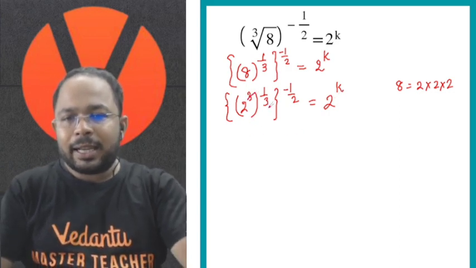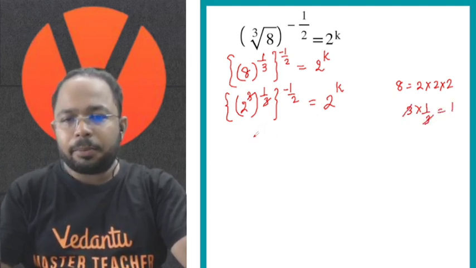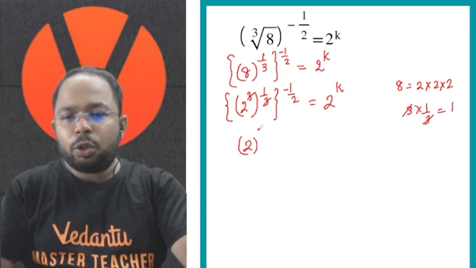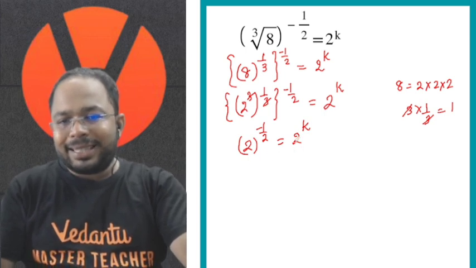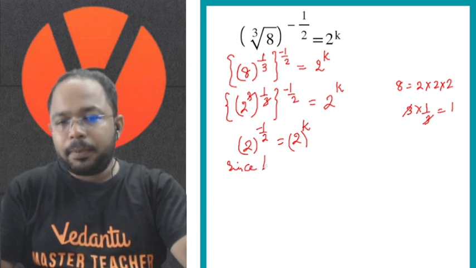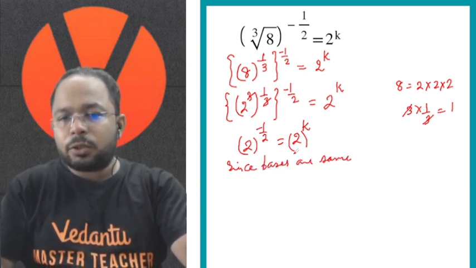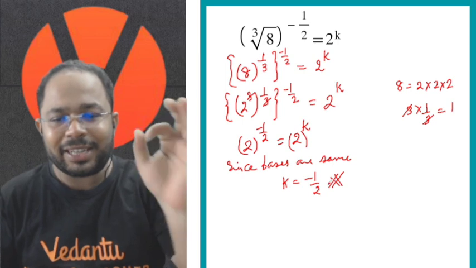So this 3 and 3 can be cancelled क्योंकि हमें पता है 3 into 1 by 3 हो जाएगा 1. So what is left is 2 to the power minus 1 by 2 is equal to 2 to the power k. So therefore, since bases are same on both sides, we can write k is equal to minus 1 by 2. That is the right answer.